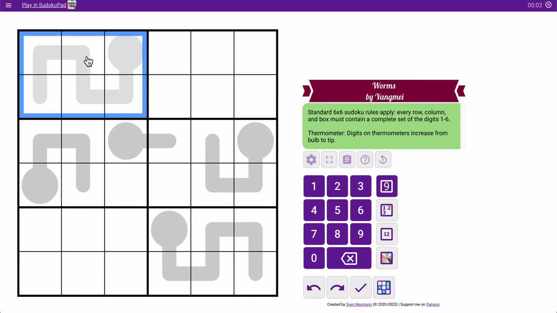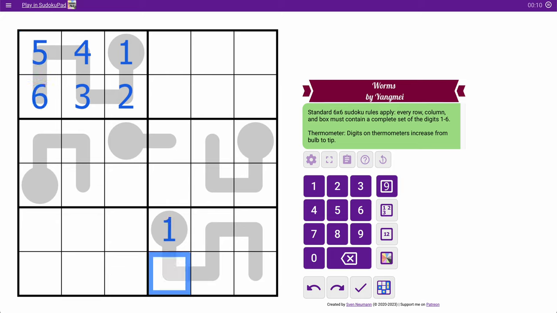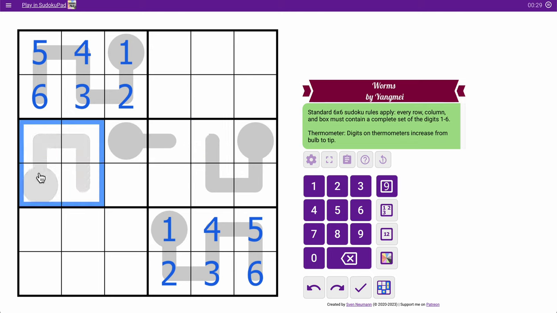Okay, box 1 is filled with nothing but thermocells. So I can literally write 1 to 6 in order. Box 6, I can do exactly the same thing. Now, I actually have to think a little bit.